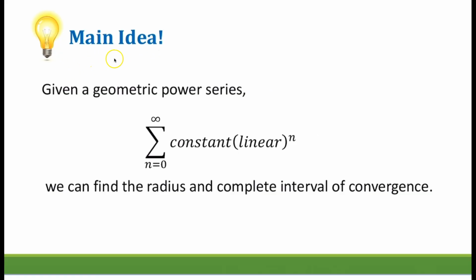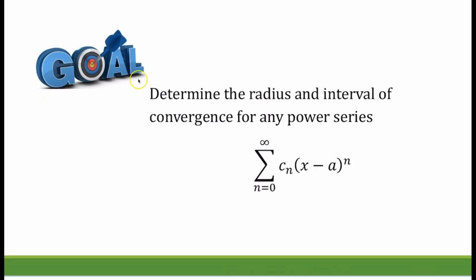So one of the main ideas that we have coming out of this is that if we're given a geometric power series, really generically written as this infinite sum of a constant times a linear function raised to the n, we can find the radius and the complete interval of convergence. We can find that given a geometric power series. But what is the big picture goal here?